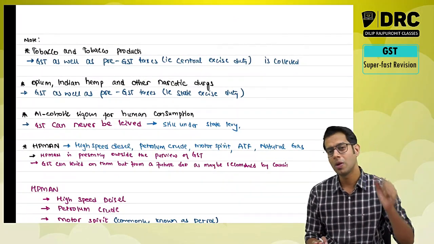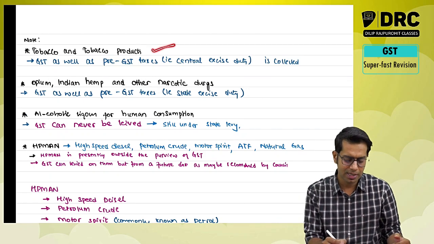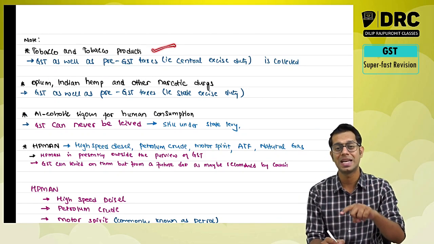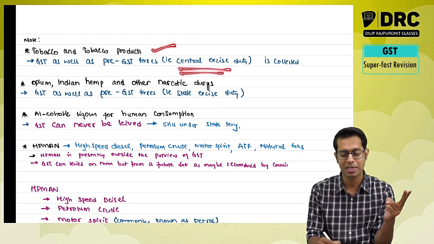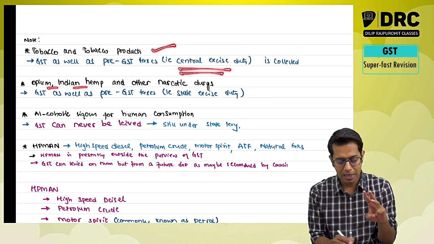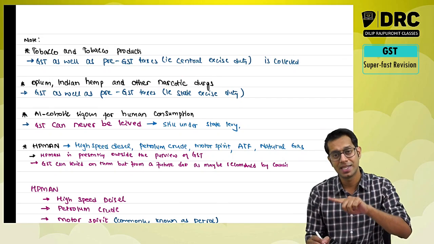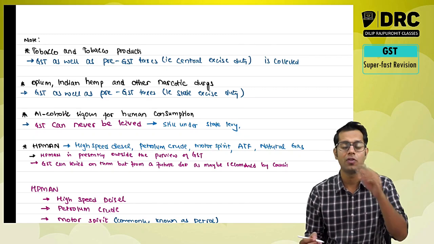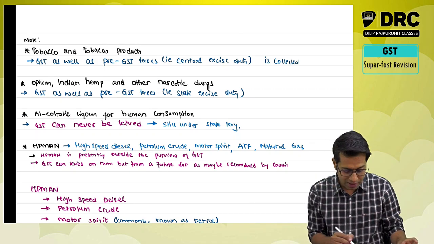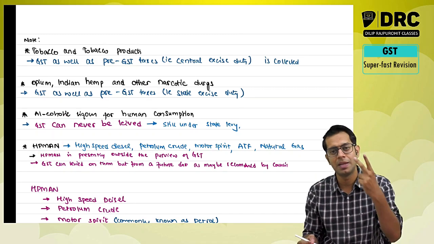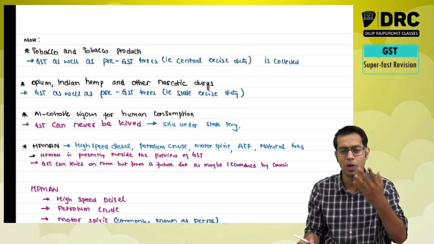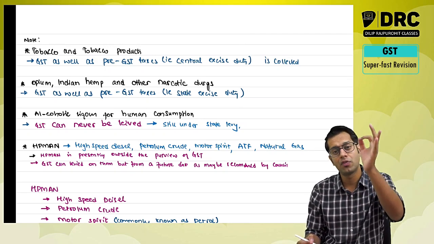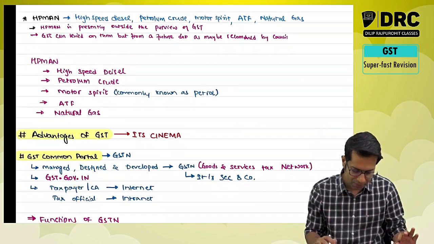Some very important points which you have to note in our first chapter: on tobacco and tobacco products, GST as well as pre-GST taxes, which is central excise duty, will be levied. On opium, Indian hemp and narcotic drugs, GST as well as pre-GST taxes, that is state excise duty, will be levied. On alcoholic liquor for human consumption, GST will never be levied. And on HSD, petroleum crude, motor spirit, aviation turbine fuel and natural gas, GST will be levied from a future date as may be notified by the government.